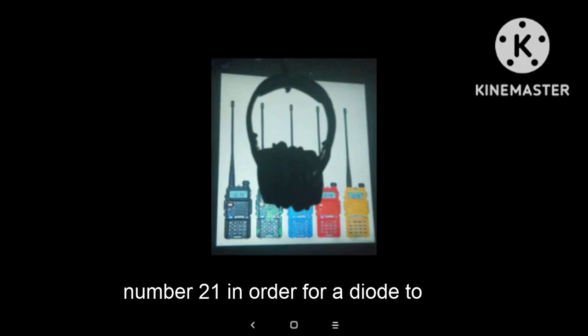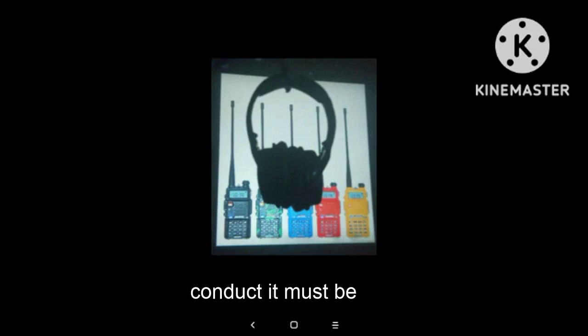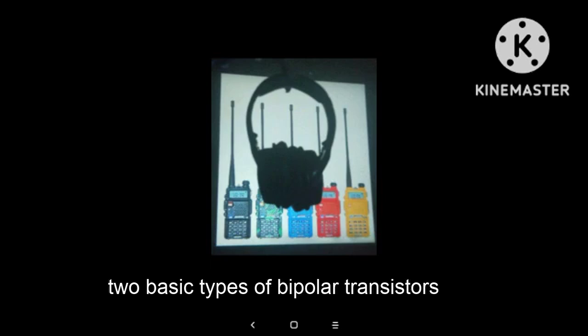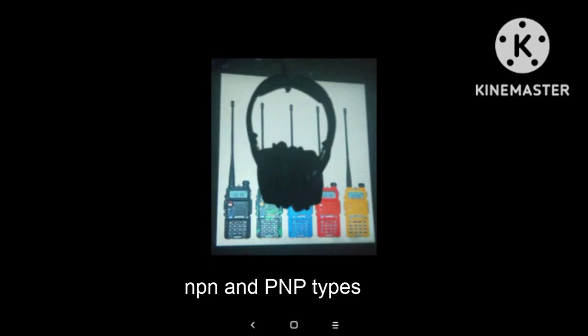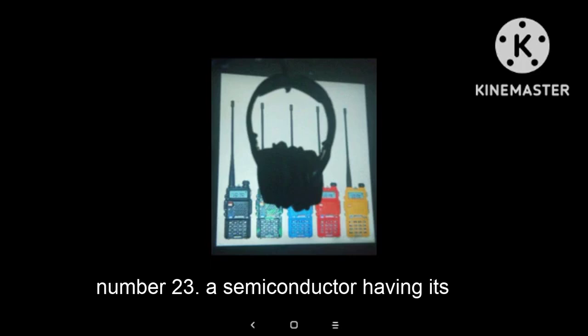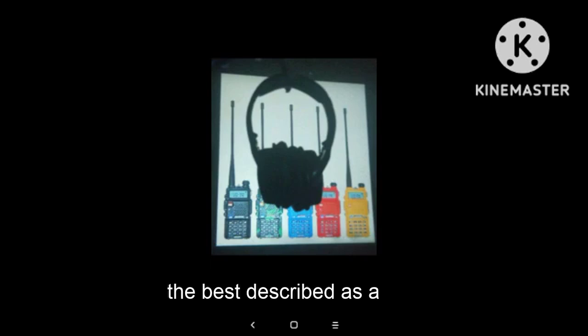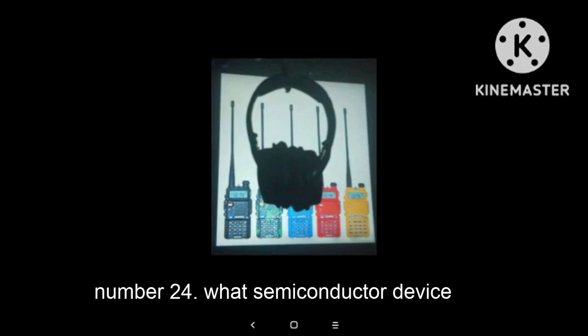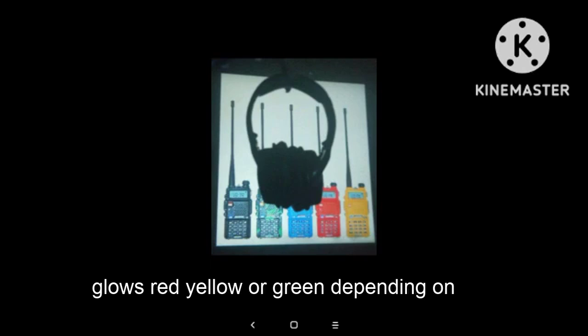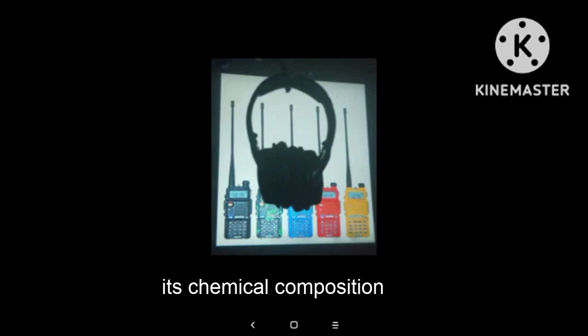Number 21. In order for a diode to conduct, it must be forward biased. Number 22. Two basic types of bipolar transistors are NPN and PNP types. Number 23. A semiconductor having its leads labeled gate, drain, and source is best described as a field effect transistor. Number 24. What semiconductor device glows red, yellow, or green depending on its chemical composition? A light-emitting diode.